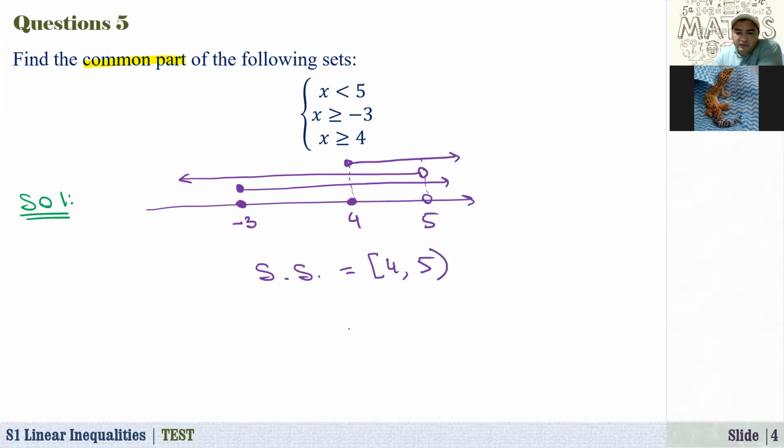not inclusive. On the number line, this one is inclusive and this one is not inclusive. That is 4 and this one is 5. How about with just x? Using an algebraic expression, x is greater than or equal to 4 and less than 5. That is the common part of these sets.